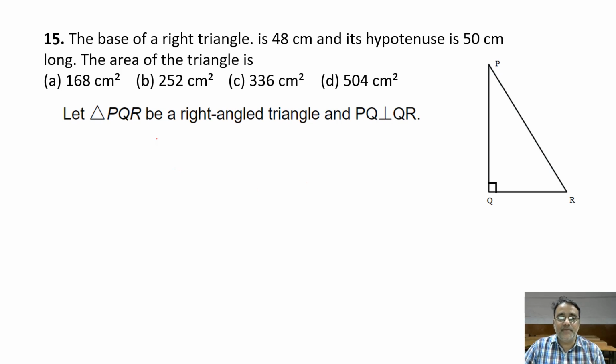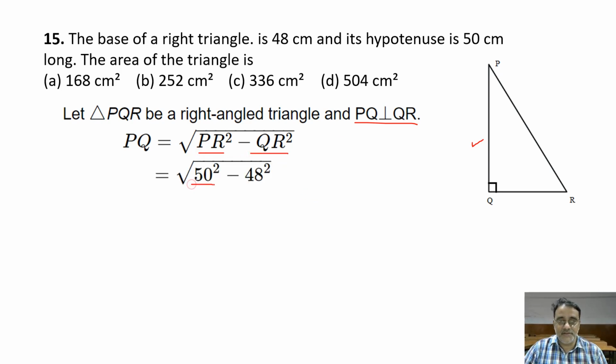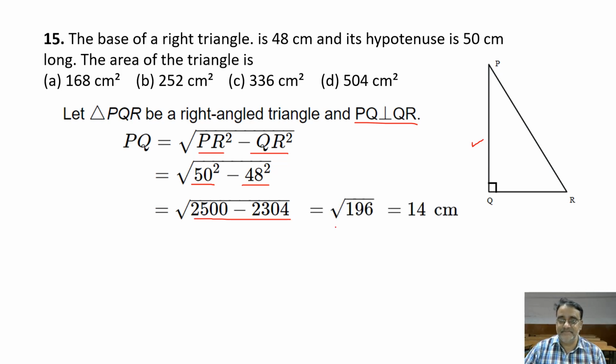So in triangle PQR, right angle at Q and PQ is perpendicular to QR, and we are going to find the value of PQ. So it equals root over PR square minus QR square. And this is 50 and this is 48. So 50 square minus 48 square, 2500 minus 2304. Subtracting these two, we get 196, and the square root of 196 is 14. Right. So we got this as 14 and 48 is already given.